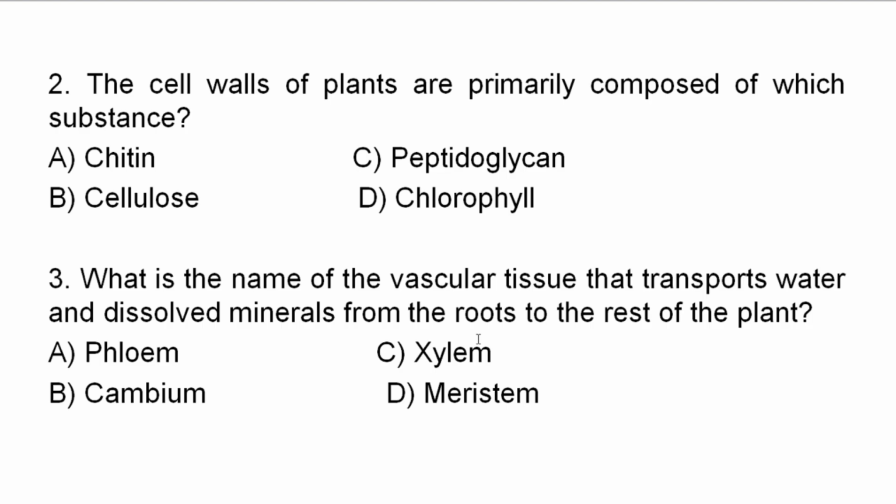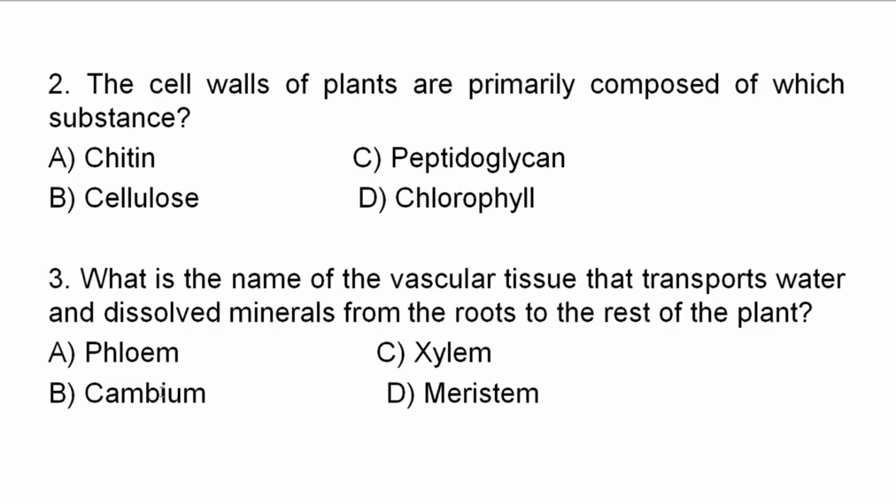Xylem is the vascular tissue that transports water and dissolved minerals from the root to the top of a tree or a plant. Phloem, this is also a vascular tissue that transports what? Food. Food is synthesized in the leaves. That food should be transported to different parts of the plant body. And this transportation of food is performed by a kind of vascular tissue known as phloem.